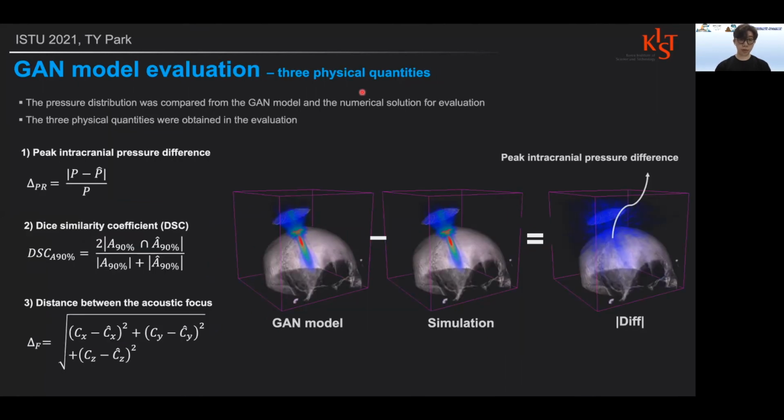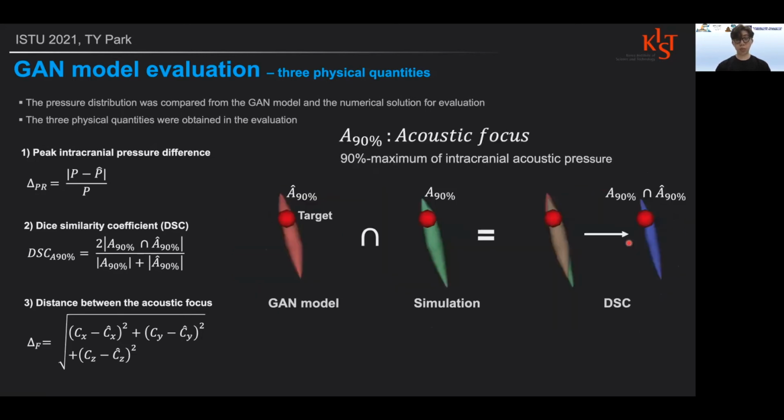To see the differences as specific numbers, we calculated three physical quantities. First, we calculated the difference of peak intracranial pressure, looks like this. And then we made a 3D volume of the acoustic focus, looks like this. And we calculated the overlapped volume. Using this, we calculated the dice similarity coefficient. And we also calculated the distance between the two acoustic foci.